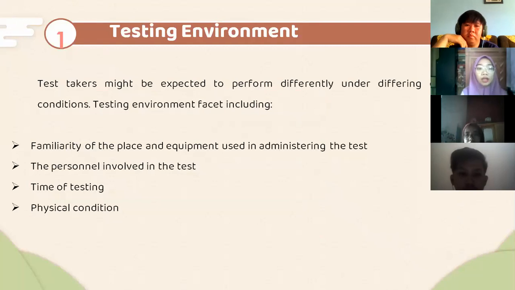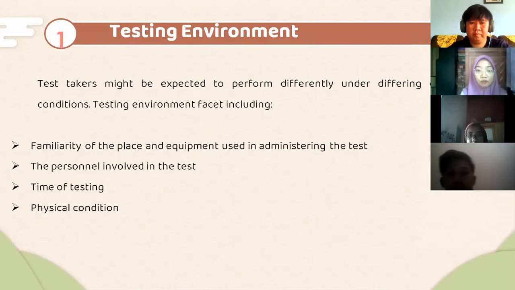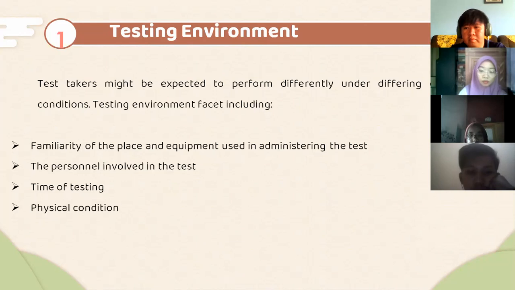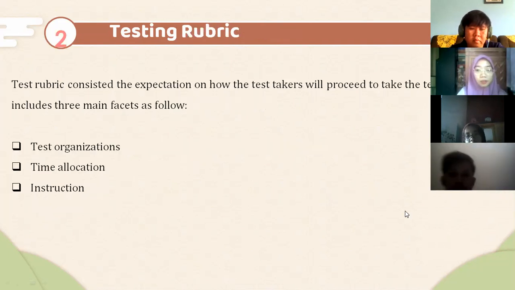Okay, thank you. First we are going to discuss the testing environment. Testing environment means the test takers might be expected to perform differently under different environmental conditions. This testing environment includes 4 items. First is the familiarity of the place and equipment used in administering the test. Second is the personnel involved in the test. Third is the time of testing, whether it will be too short or too long for the test takers. And the fourth is physical conditions that might have an effect. Next slide, please, Bang Adit.